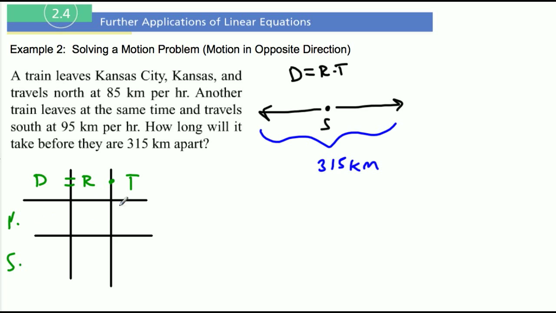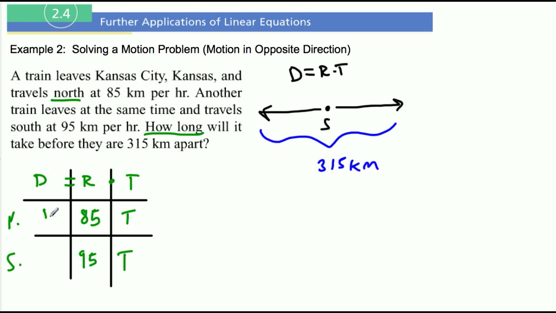So let's see what information we can fill in. We do know that the person going north is traveling at 85 kilometers per hour, so that's going to be our rate of 85 kilometers per hour. Now we don't know the time. It didn't tell us how much time, and actually that's what the question is, how long. So I'm just going to put a T right there. Go to the second one now. The other train leaves at the same time, traveling south at 95 kilometers per hour. So I'm going to put 95 right here, and their time is also going to be T, because we don't know what it is.